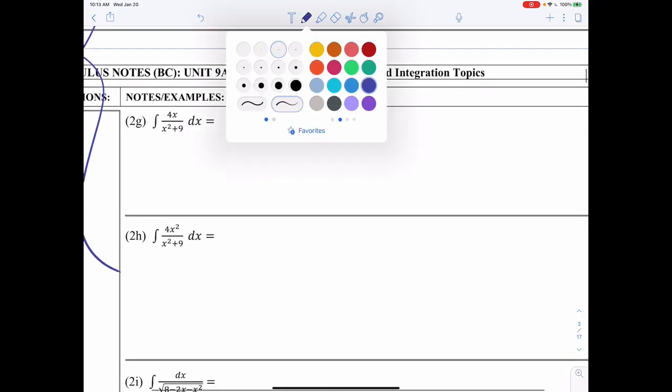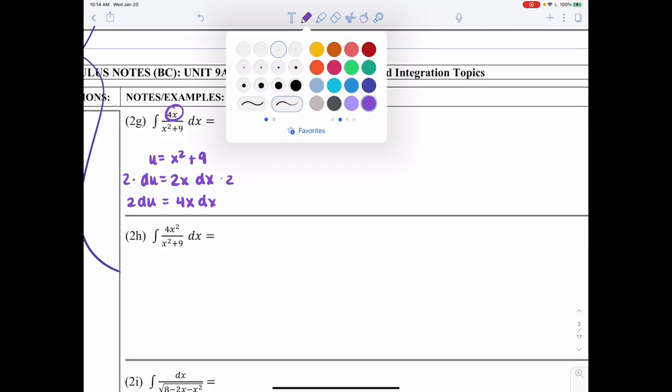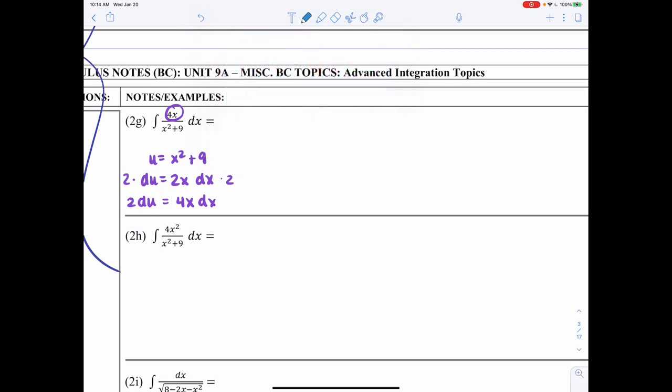When I look at something like 2g, I'm thinking, can I u sub it? And sure enough, you can. So we're going to make u x squared plus 9, which is going to make du 2x dx. I have a 4x, so if I hit both sides with a 2, I'm going to have 4x dx, which is what I wanted. Rewriting this thing, going to have a 2. 4x dx is going to become 2 du, and my bottom is just du over u.